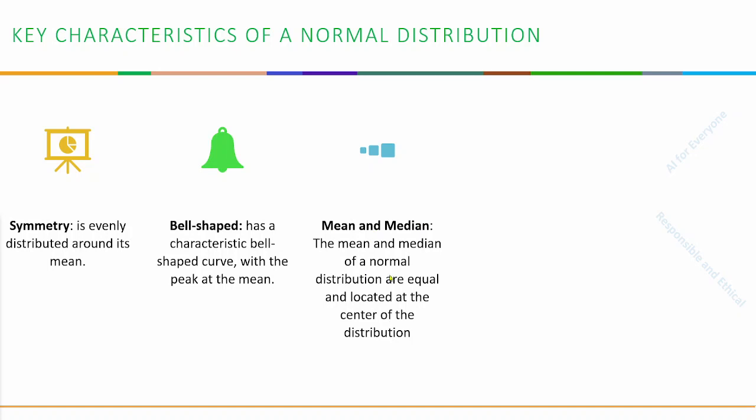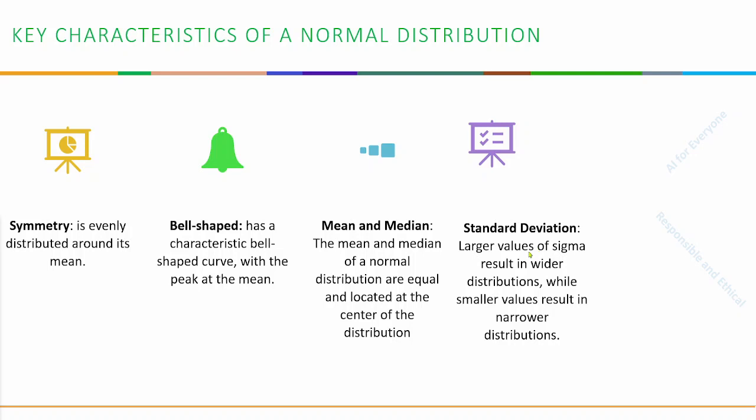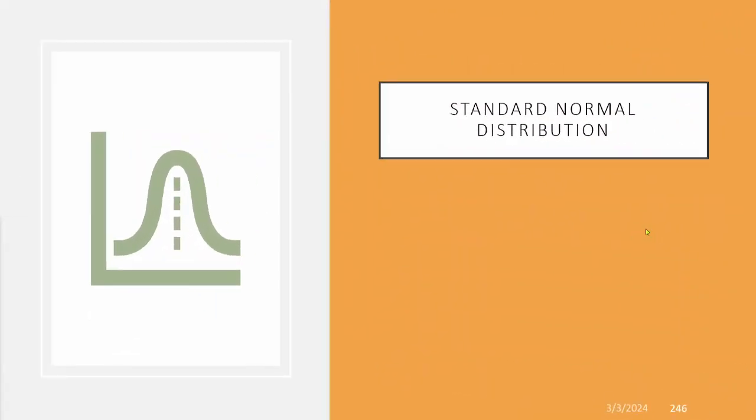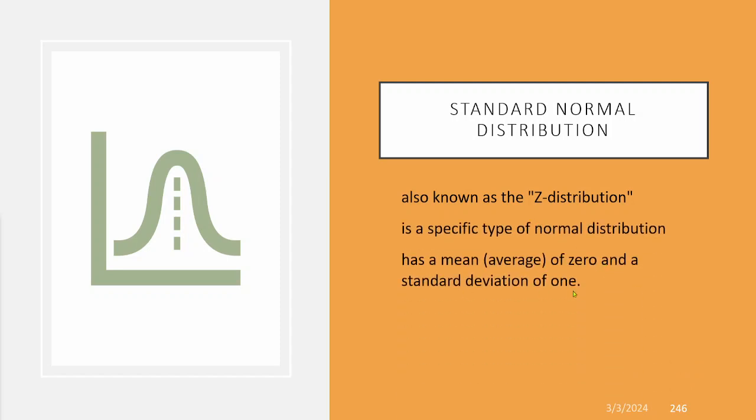Mean, median of a normally distributed data are equal because that's at the center. Standard deviation, larger values of sigma result in a wider distribution, while smaller values mean a narrower distribution. And another popular characteristic is the 68, 95, 99.7 rule. So standard normal distribution is also called a variation of a normal distribution, and the only difference is the mean is 0, standard deviation of 1, here often written as Z.